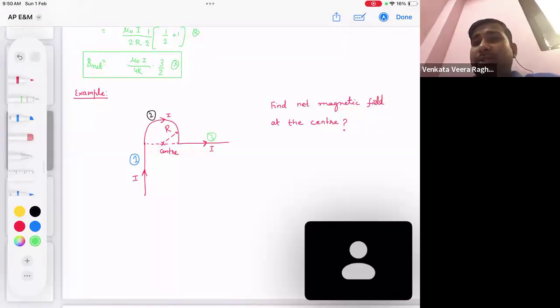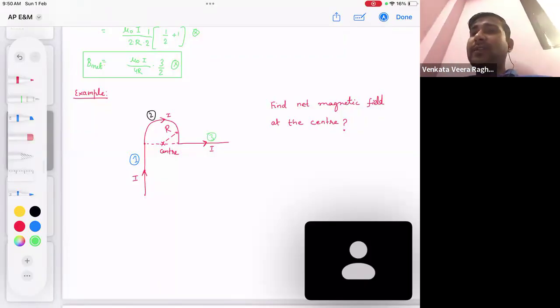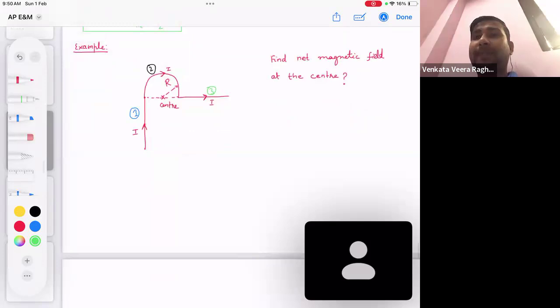Can you tell me which one of them is going to be zero? One of them is going to be zero. B1, B2, B3, one of them is zero. Can you tell me which one is zero? Out of B1, B2, B3, which one is zero? Is the B3 zero? Right.